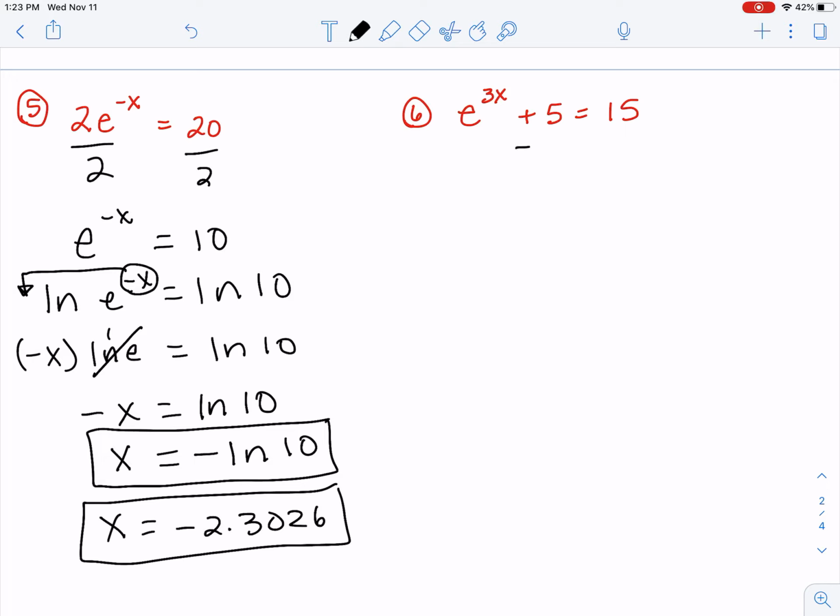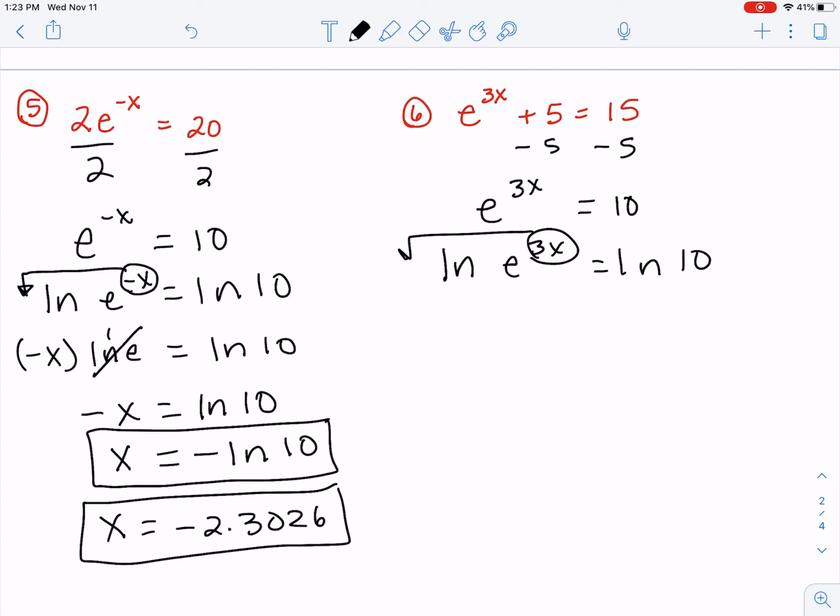Okay. In our last problem, I have e to the 3x plus 5 equals 15. Well, first of all, you got to subtract 5. I got to isolate that base to the exponent. I have e to the 3x equals 10. Since the x is in the exponent, to get it out, I have to take the log of both sides. Since the base is e, I'm going to take the natural log of both sides. Once I do that, I see this power becomes that multiple. That's 3x times the natural log of e equals natural log 10.